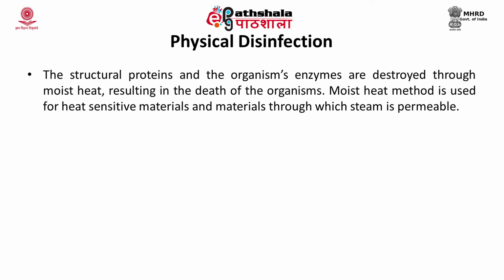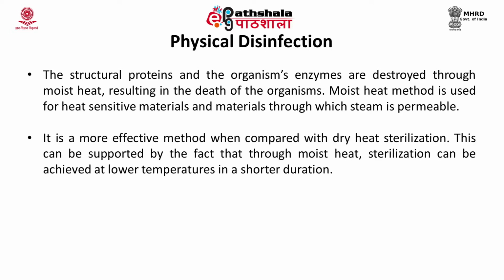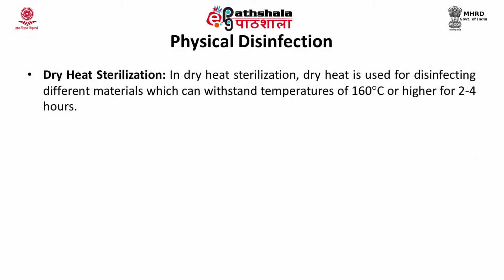The structural proteins and the enzymes of the microbial cells are destroyed through the moist heat, resulting in the death of the organism. The moist heat method is used for heat sensitive materials and materials through which steam is permeable. Through moist heat sterilization, the most resistant spores also will be destroyed, and the temperature required is 121 degrees C for 20 minutes. Another method of heat disinfection is dry heat sterilization.